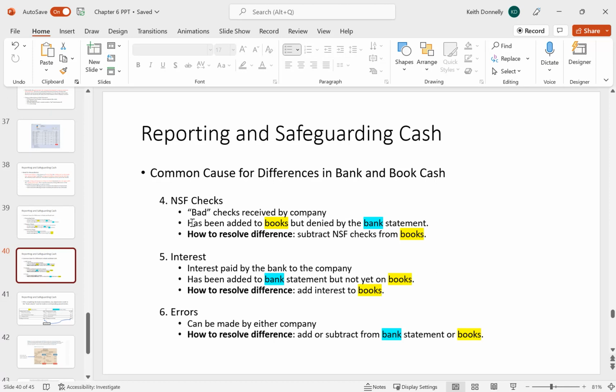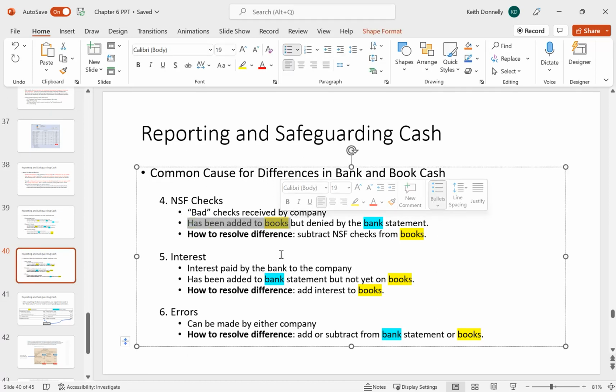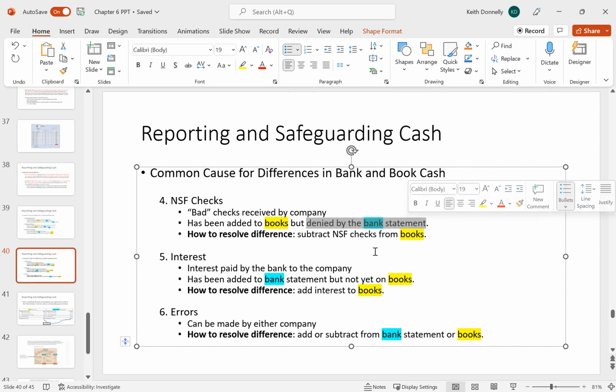If you think about that situation, when Jerry got the check from his grandma, he included it in the income. However, when the bank got the check, they denied it. They didn't include it because it was a bad check. Accordingly, because it was not included on the bank side, but we had included it on our books, the way we resolve that is we subtract it from our books, right? Our books are overstated. They're too big. They include grandma's check when grandma's check is a bad check. If it's a bad check, you've got to get rid of it. You've got to subtract it out from our books.